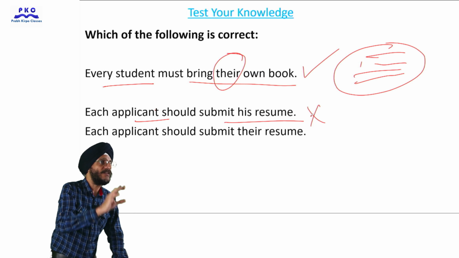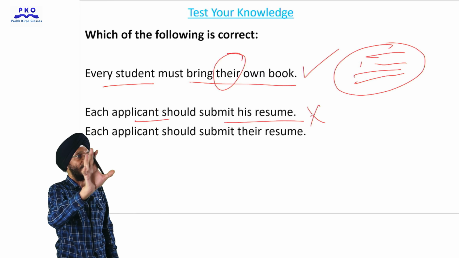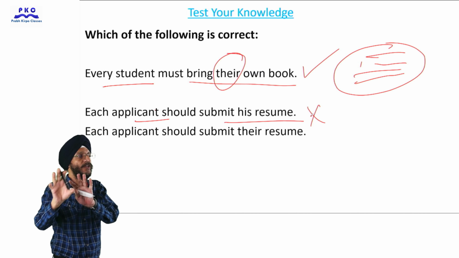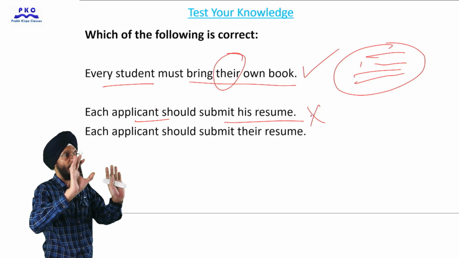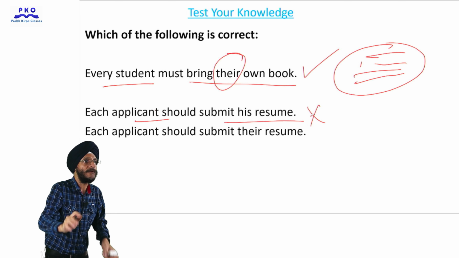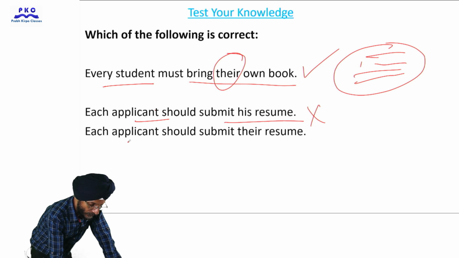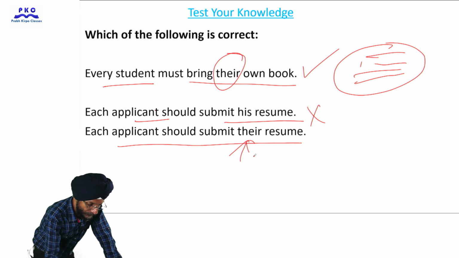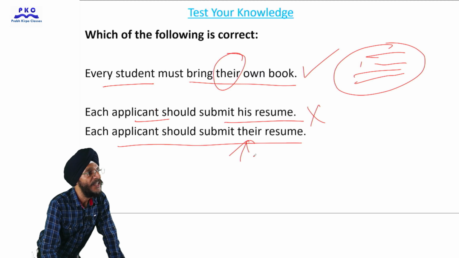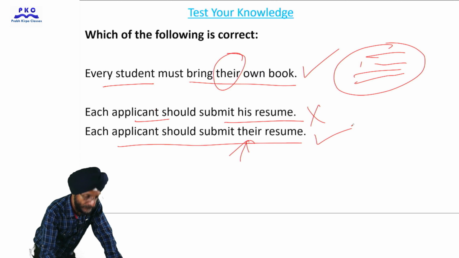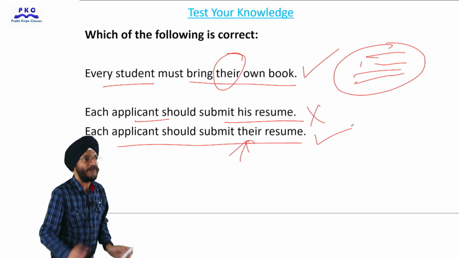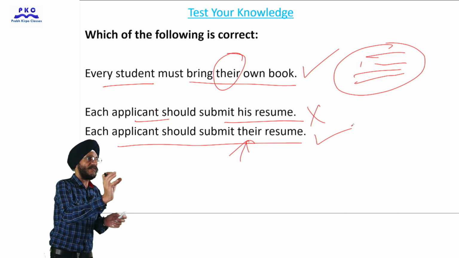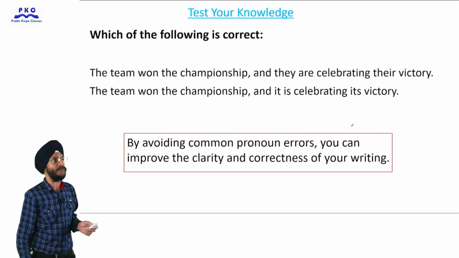If we know that all the applicants are boys, and each applicant should submit his resume, it is okay. But here the position is not clear. So to adopt a gender neutral approach, we should use the pronoun their. Each applicant should submit their resume. It is perfectly okay to use their in such a context.